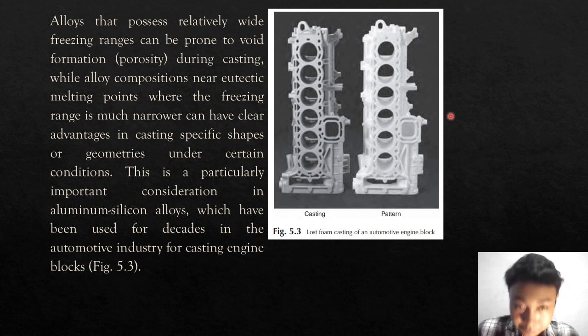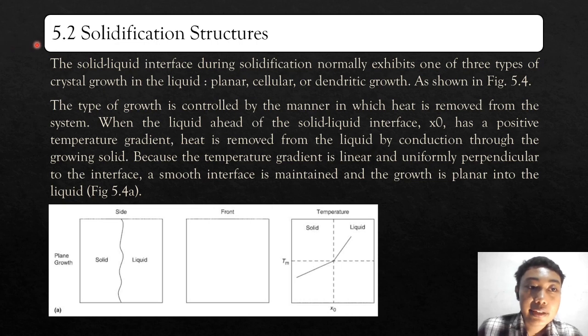This is the casting of engine blocks, a pattern-less casting of an automotive engine block, just like this, the casting. And the next chapter is 5.2, solidification structures.